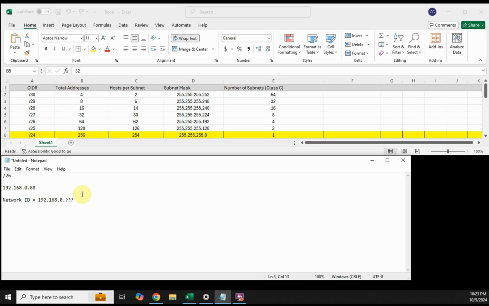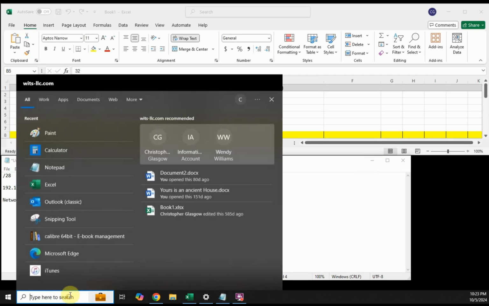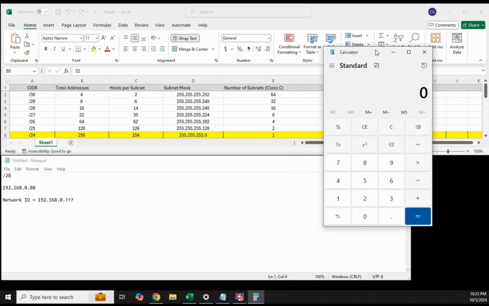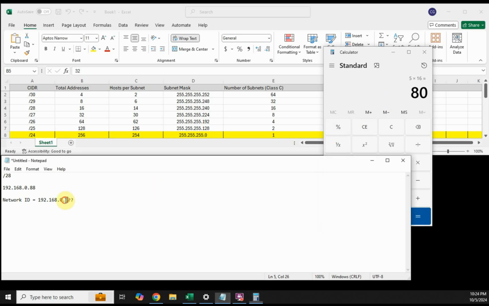What if it's an 88 IP and you're on a slash 28 again? Okay. One more time. I closed the calculator again. I gotta stop doing that. Alright, so 88 divided by 16. It's 5 with 5 left over. Well, there's a remainder, it's not necessarily 5. Alright, so clear that. 5 times 16 equals 80. So the network ID on this is going to be 80.